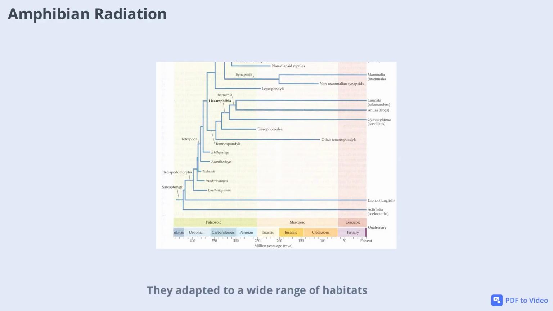With the successful transition to land, amphibians began to radiate and diversify. They adapted to a wide range of habitats, from streams and lakes to swamps and forests. This radiation set the stage for the later evolution of reptiles, birds, and mammals, all of which trace their ancestry back to these pioneering tetrapods.